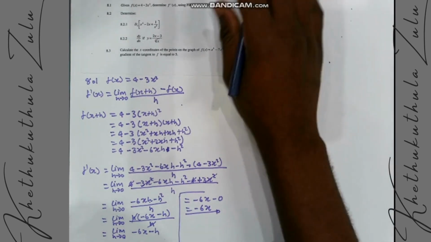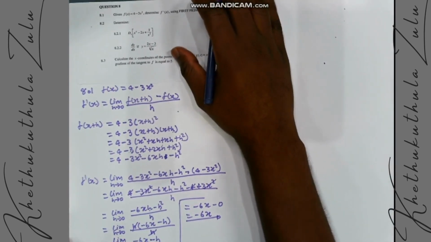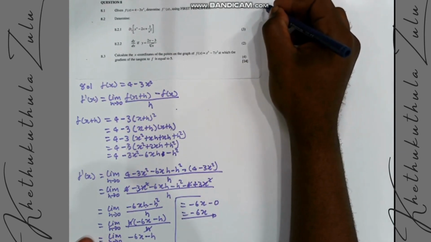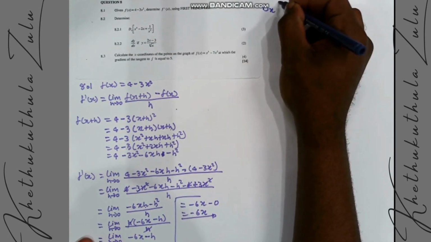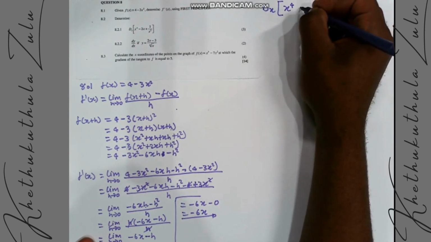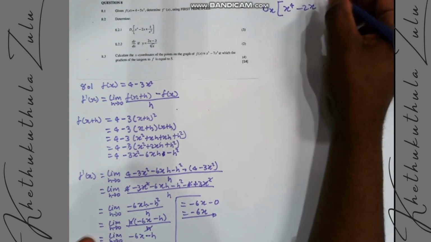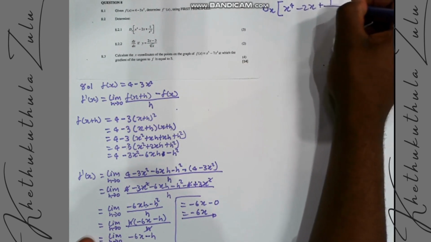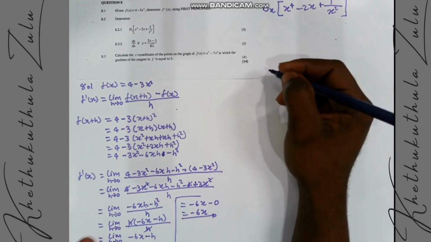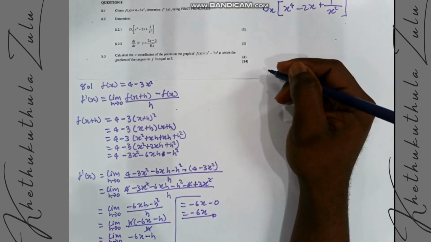So we will continue with another example, where now we do d/dx of x to the 4 minus 2x, then plus 1 over x squared. Now this one we are deriving. This one is a little bit different.